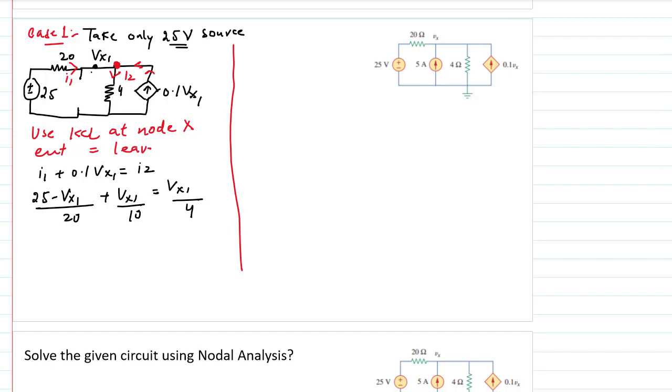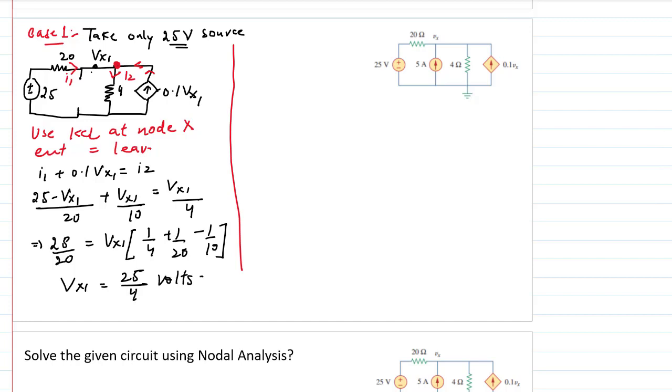I can see there's only one unknown over here, so I can write 25 by 20 is equal to, I will take all the terms towards my right, 1 by 4 plus 1 by 20 minus 1 by 10. Once you solve it, you will get Vx1 equal to 25 upon 4 volts. This is the contribution of this voltage source in this Vx, but this is not the final answer because we are still pending with case number 2.